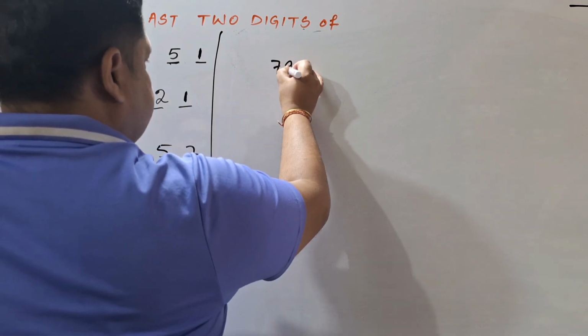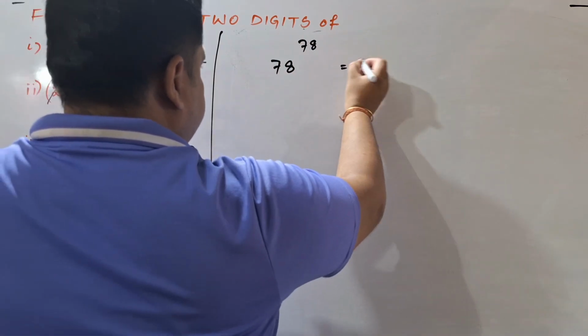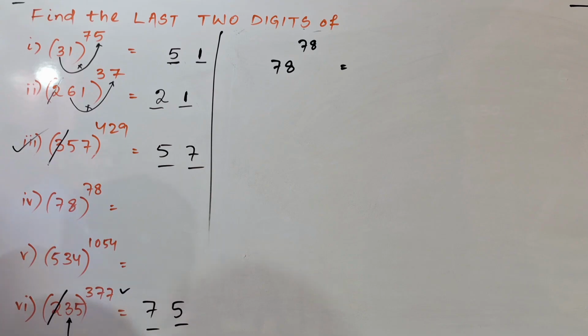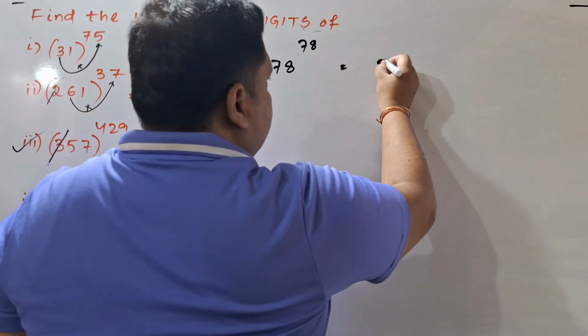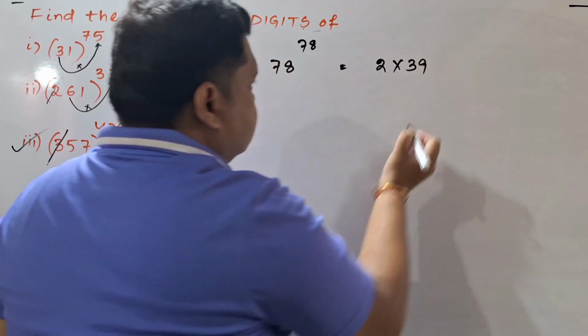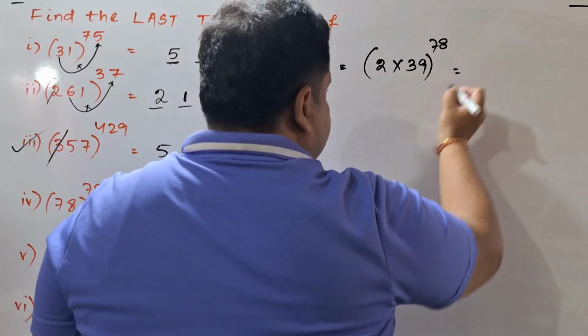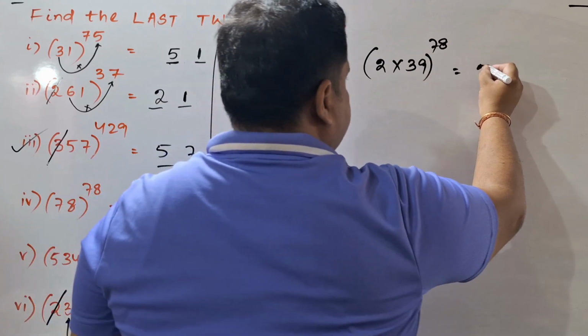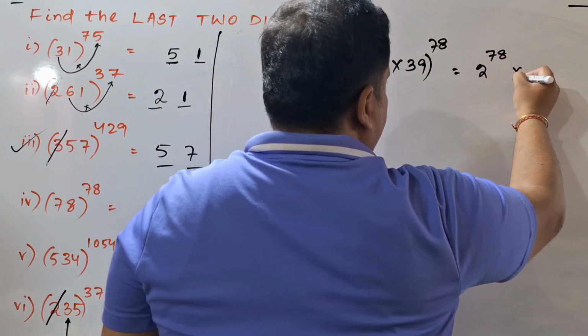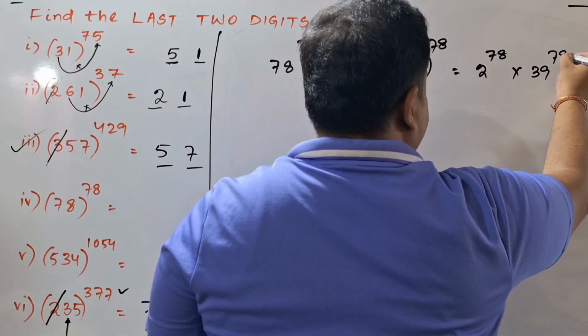Here base is 78 to the power 78. How to handle this 78? It can be written as 2 into 39. I can write it, right? And here power is 78. This can be written as 2 to the power 78 into 39 to the power 78.